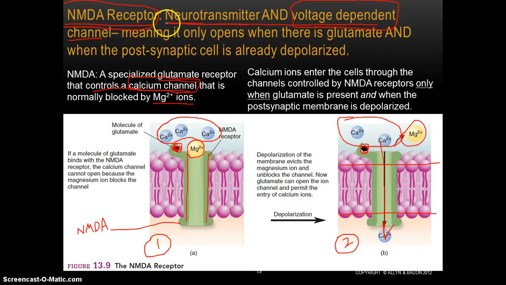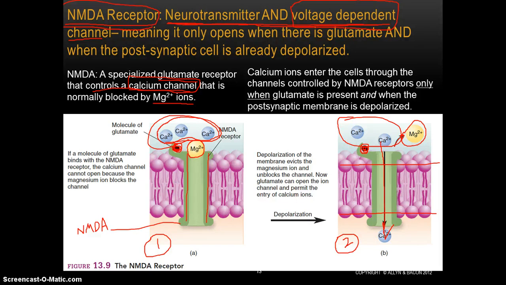NMDA is unique in that it's a neurotransmitter and a voltage-dependent channel, meaning that two things have to happen for NMDA channels to open up and allow calcium to come flooding inside the cell. Those two things being the postsynaptic neuron has to be stimulated, which basically means that the postsynaptic neuron has to generate an action potential, and glutamate has to bind with the NMDA receptor. Those two things allow for calcium to come flooding inside the cell.